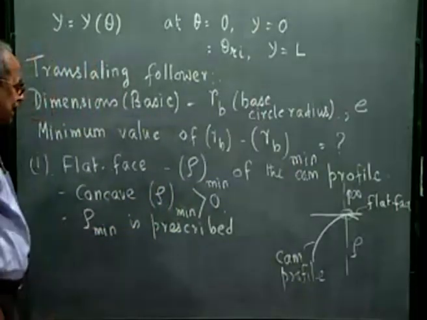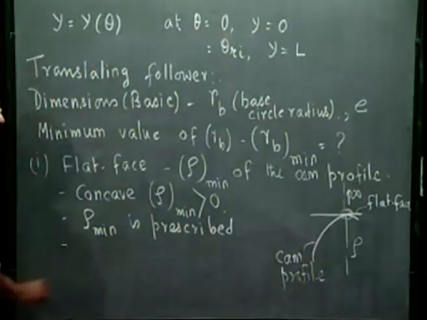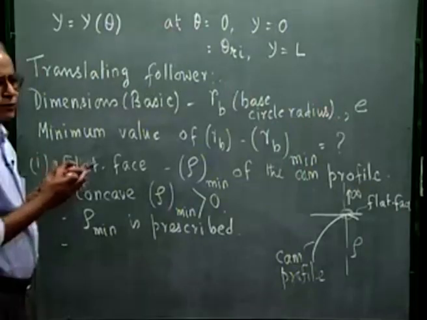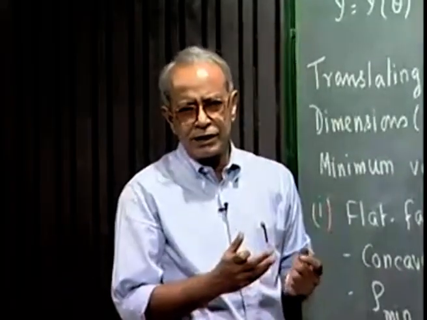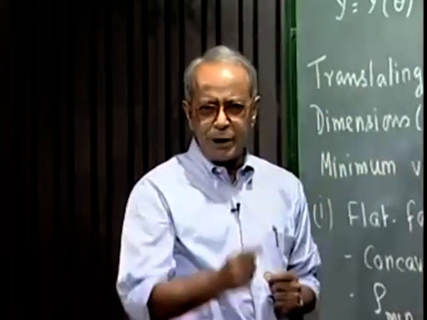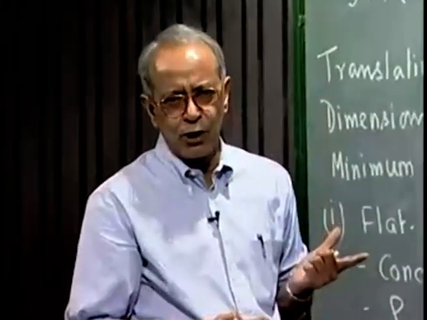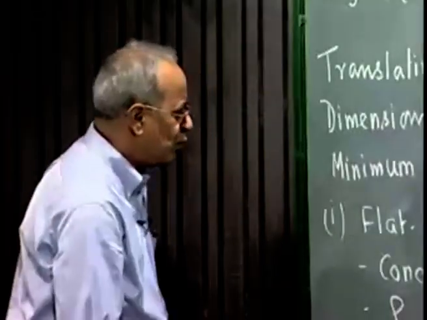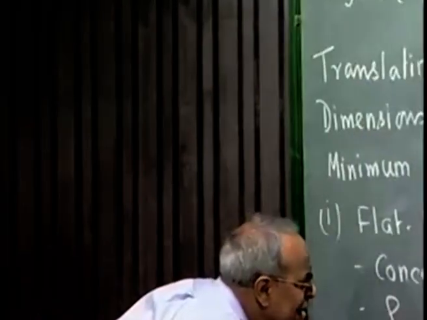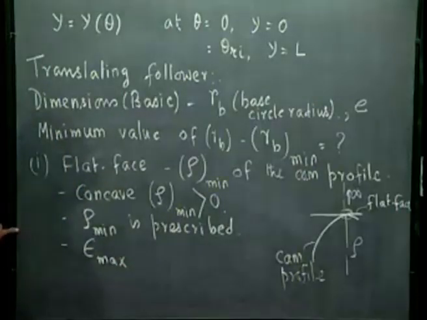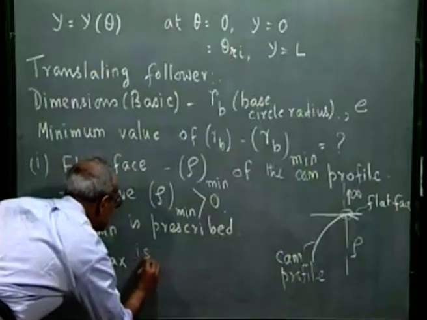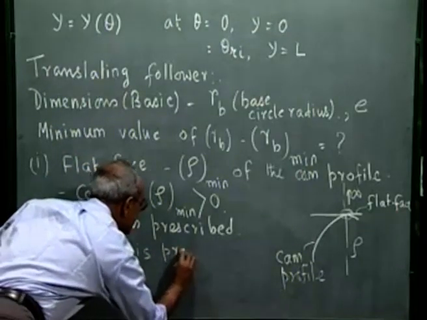From this contact stress point of view, for a flat face follower, the rho min of the cam profile is prescribed. Another consideration, we know that the eccentricity of the driving effort should not be too large, because then there is a chance of the follower to cock inside its bearing guide and jam in the follower. To prevent this jamming, we should also say what is the maximum allowable eccentricity of the driving effort, which we denoted by E. So, we also say E max is also prescribed.